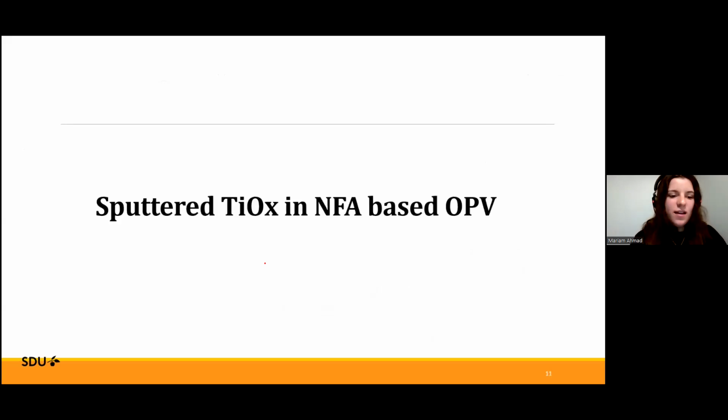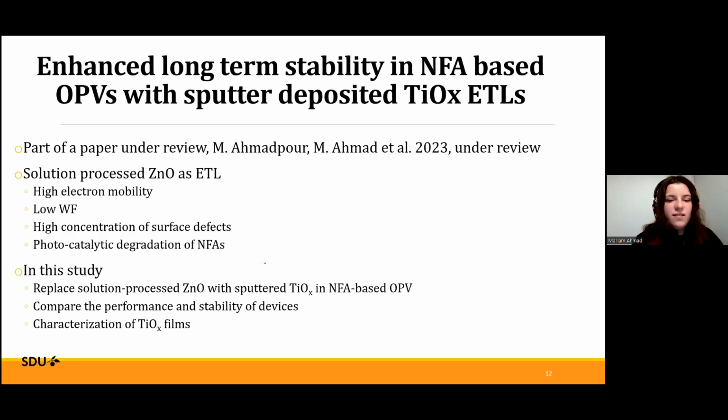So the study I will present today will be, well, a surface study of the titanium oxide ITIC interface, but this study was inspired by a device study also from our group. So I will just briefly go through that study first. This study is called Enhanced Long-Term Stability in NFA-based OPVs with sputter-deposited titanium oxide electron transport layers. It is a part of a paper that is currently under review.